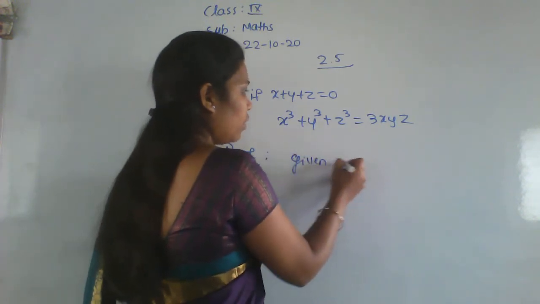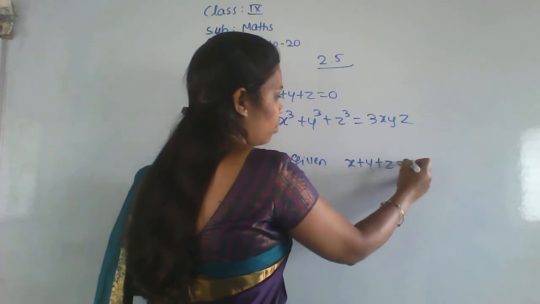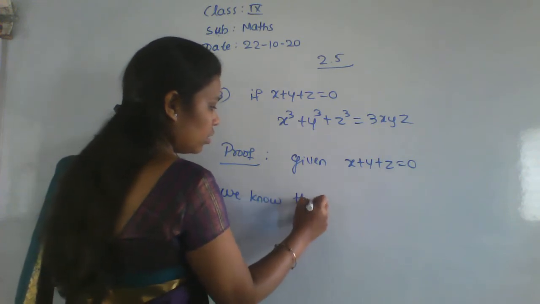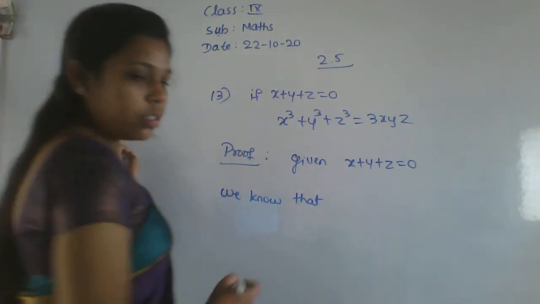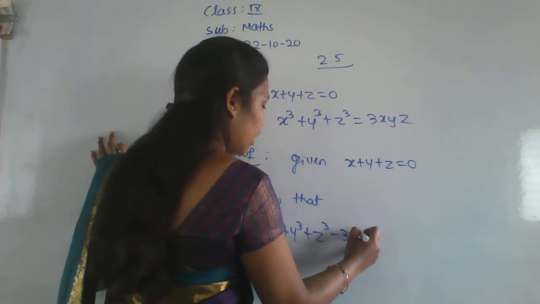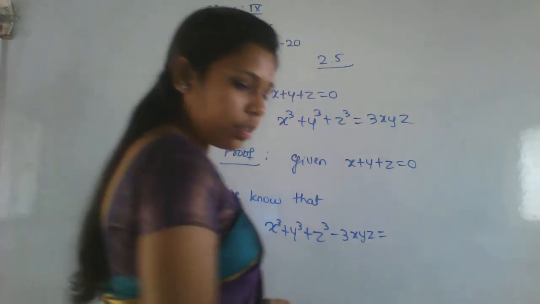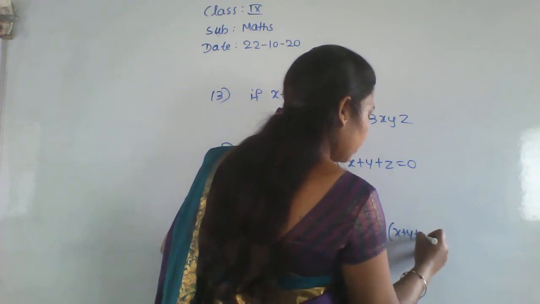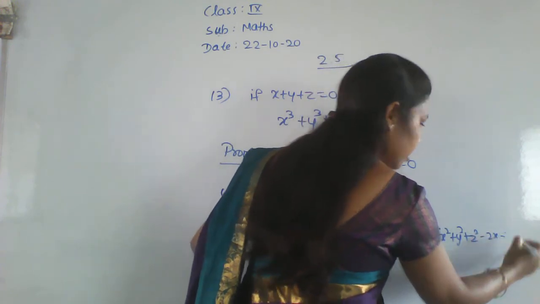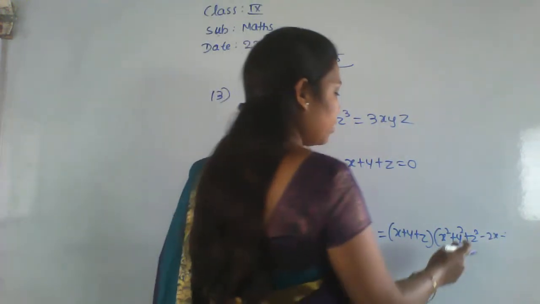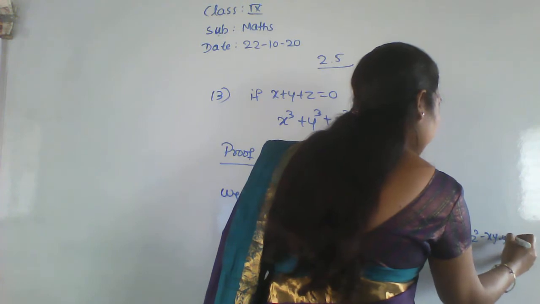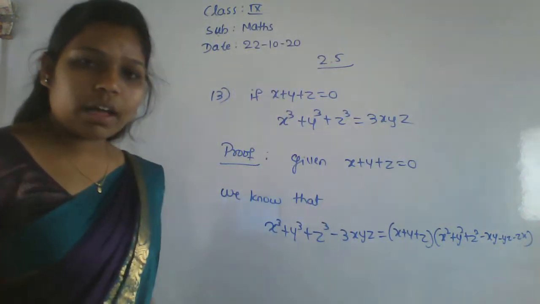Given x plus y plus z is equal to 0. So we know that the formula: x cube plus y cube plus z cube minus 3xyz is equal to x plus y plus z into x square plus y square plus z square minus xy minus yz minus zx. This is a formula we have, right?